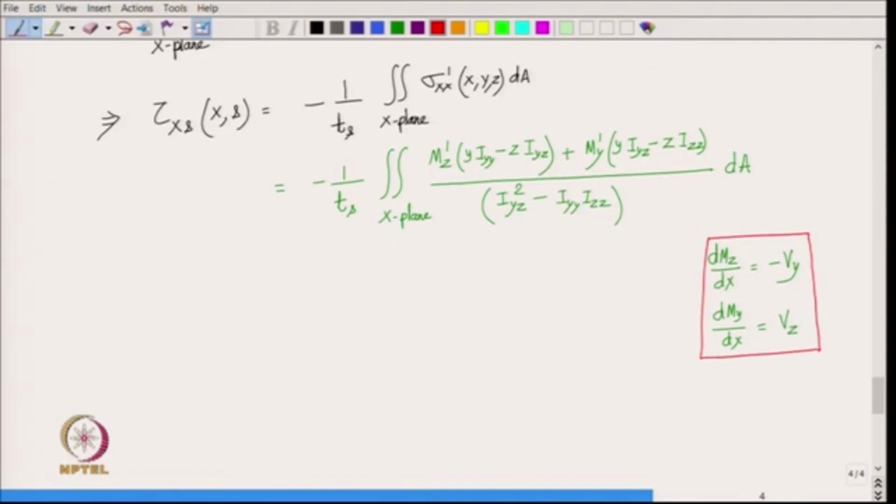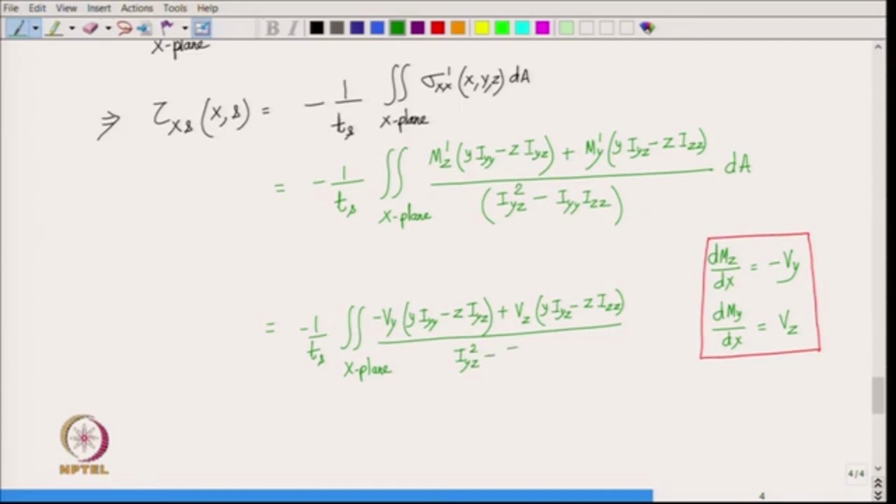Alright. So, we can plug it back in the formula here, and then we get this as minus 1 by T s and integration over the x plane of minus V y into y times I y y minus z times I y z plus V z into y times I y z minus z times I z z, divided by I y z whole square minus I y y I z z into dA. Okay.